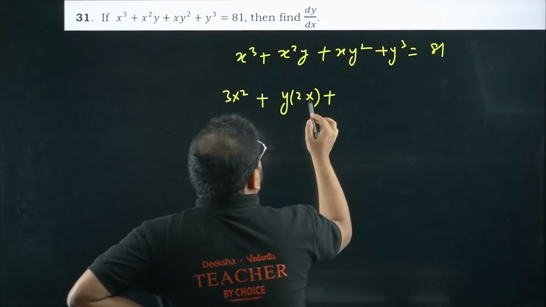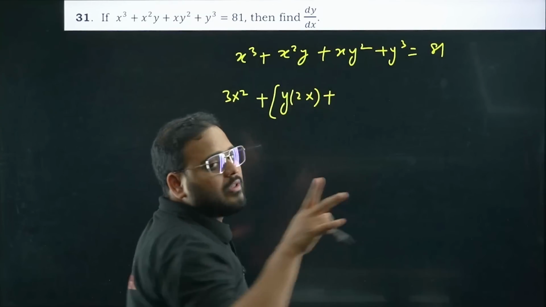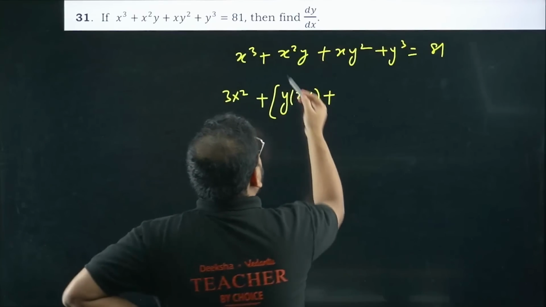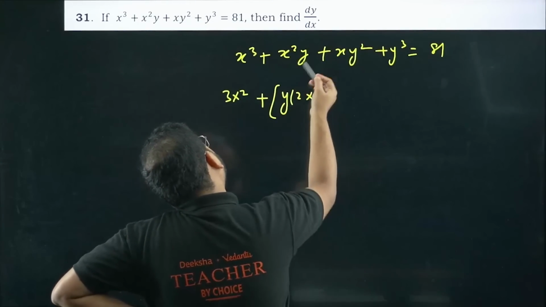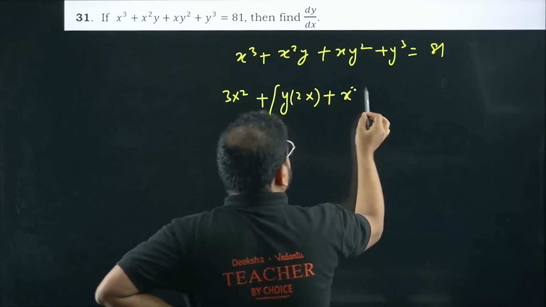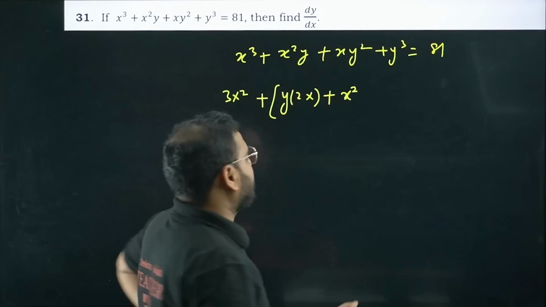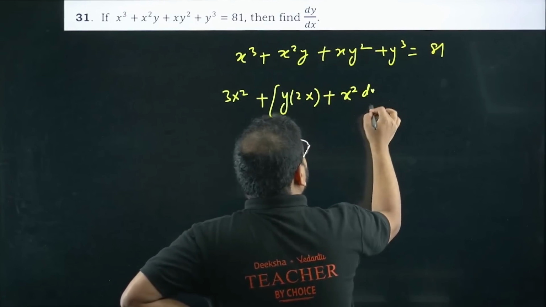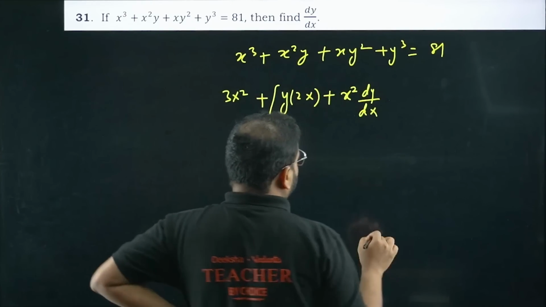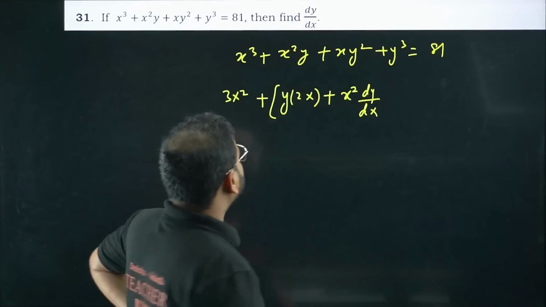Then for this term we are doing the product rule. So this is going to be x square. For x square we have 2x, y will be as it is. This time we're going to take x square as it is and do for y. You're going to get this as dy by dx. All right, so this is done.